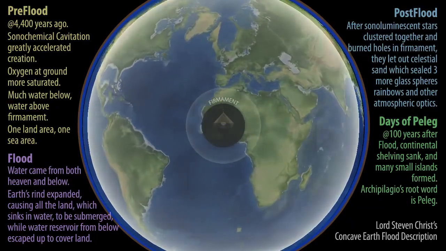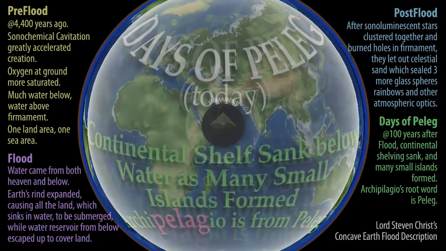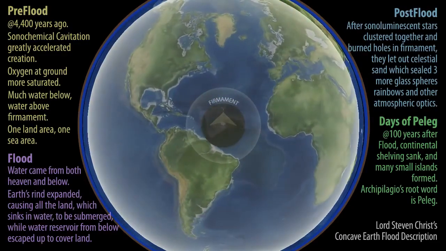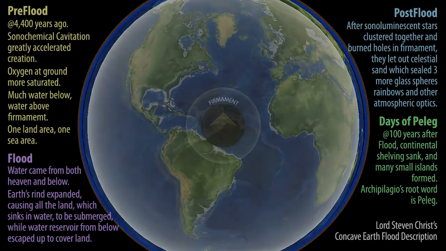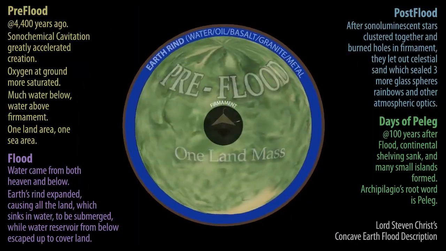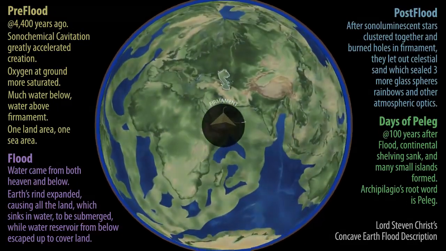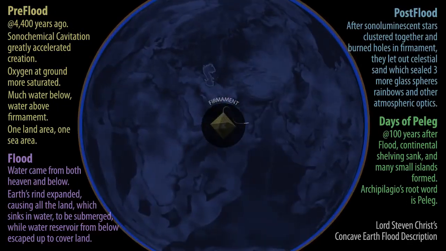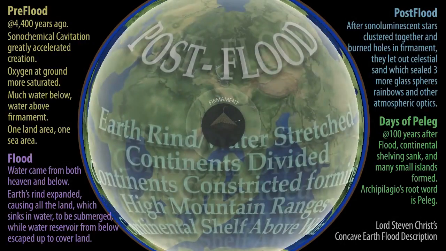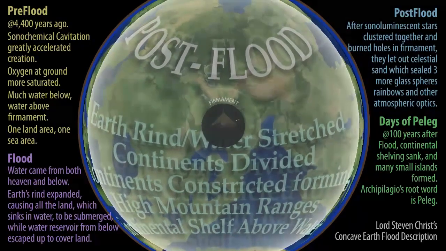And so it is recorded in the scripture that the days of Peleg happened, and Peleg lived about 100 years after the flood. And if you take that word Peleg, the word archipelago comes from it. So Peleg is the root for that. Archipelago means a group of small islands, or even a large group of small islands. And so that's what happened when it says that the earth was divided in the days of Peleg. That's really what happened. The continental shelf sunk. That's probably what happened to Atlantis.